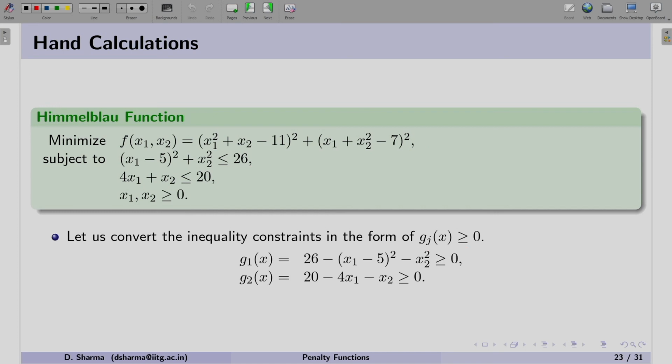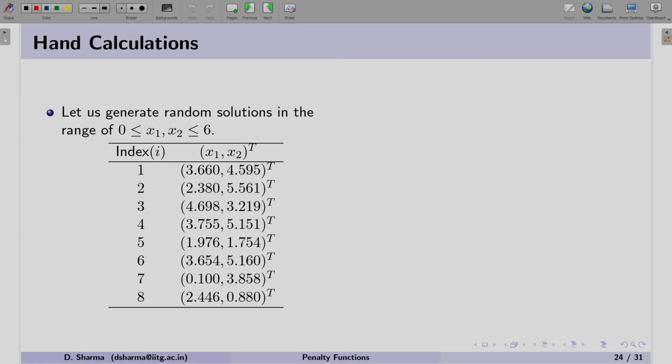So, what we can do here is multiply the constraint by -1, or we can take the left hand term to the right hand side, and then every constraint will be of greater than type. By converting them, we have G1 and G2, and you can see that both the constraints are converted into greater than or equal to type. Let us generate the solutions in the range of 0 to 6 for both variables x1 and x2.